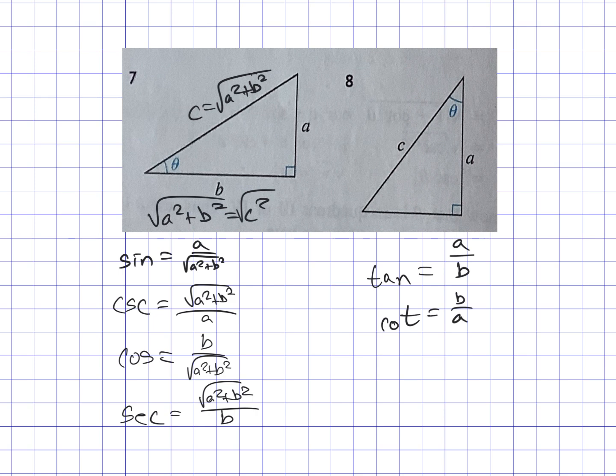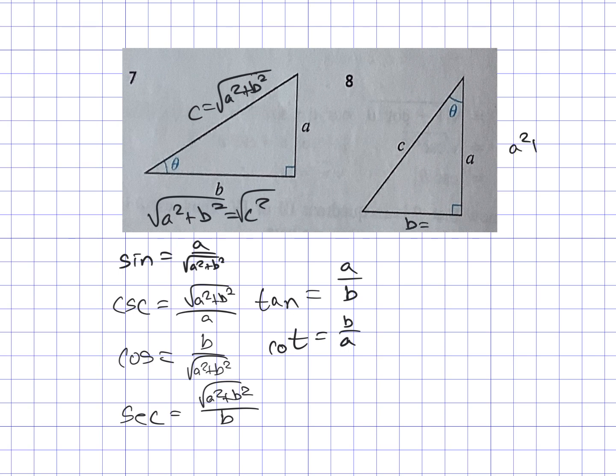All right, so let's put this over here. Now number 8. We'll call this b. So what is b? So a squared plus b squared equals c squared. So what is b? We have to subtract the a squared, and then we take the square root. So that is the square root of c squared minus a squared.